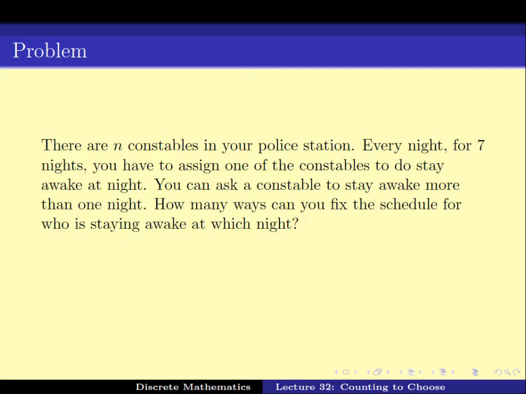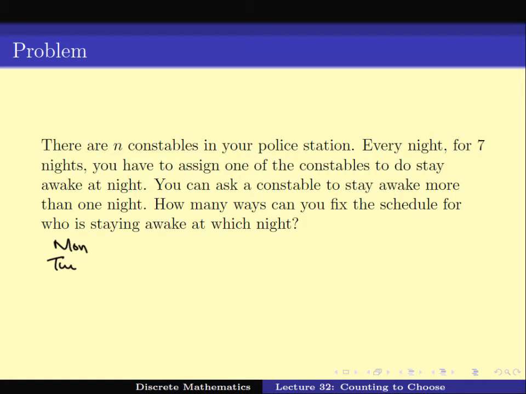Maybe, for example, one particular constable is someone you depend on much more. So you want to ask him to stay awake on 2 of the nights, on Monday and Wednesday. Right? So let's think of it this way, that there are the 7 nights, namely Monday, Tuesday, Wednesday, Thursday, Friday, Saturday and Sunday. Now each night you have to assign a constable, right?